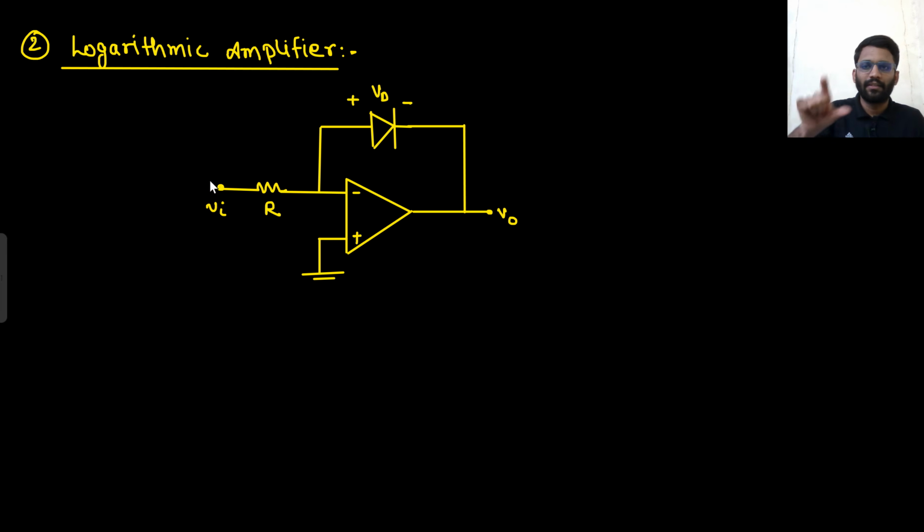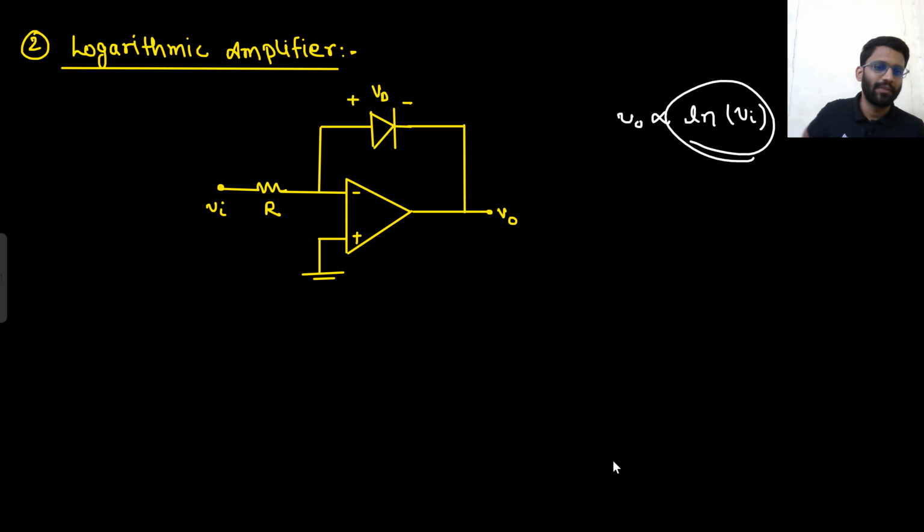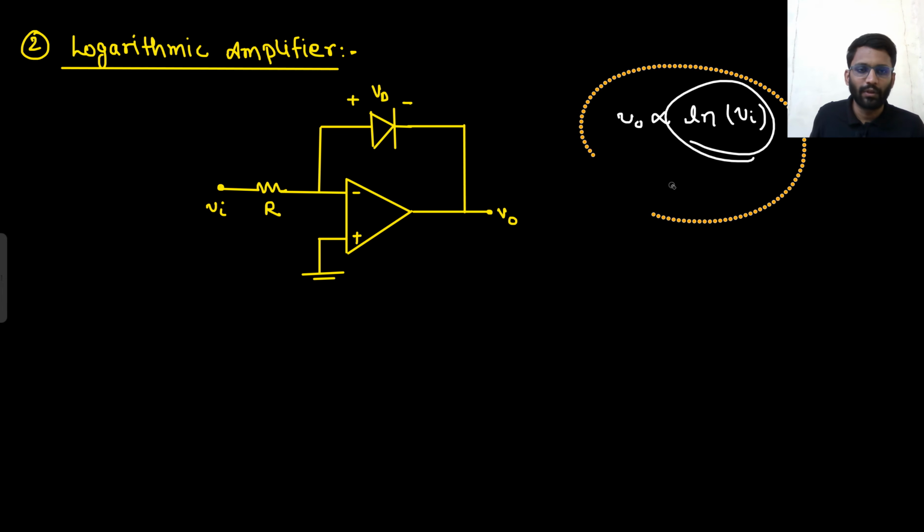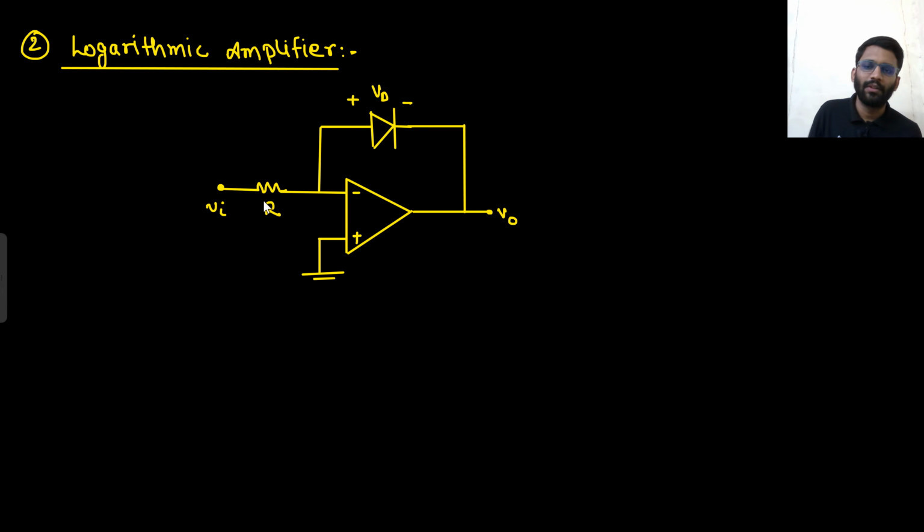Let's see the logarithmic amplifier. This is your logarithmic amplifier. So what do you want now? You want your output to be proportional to the logarithm of the input. This is what you want. So what will you do? Let's check that out. What is the current flowing here? Vin by R. The same current is flowing through this diode as well.